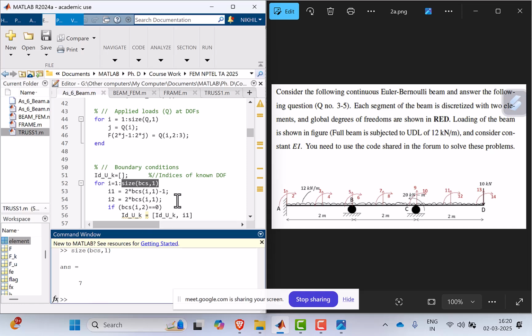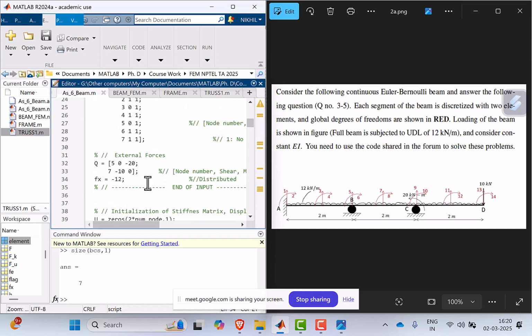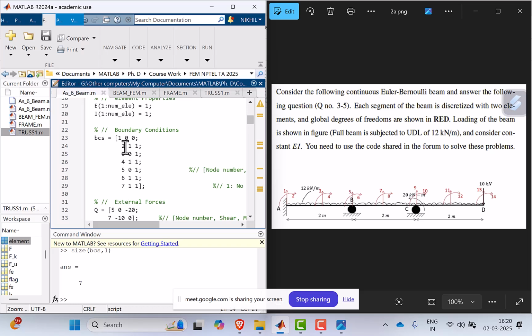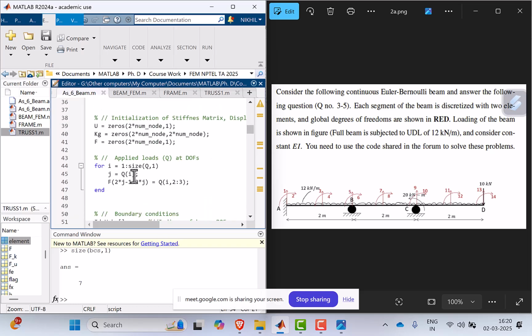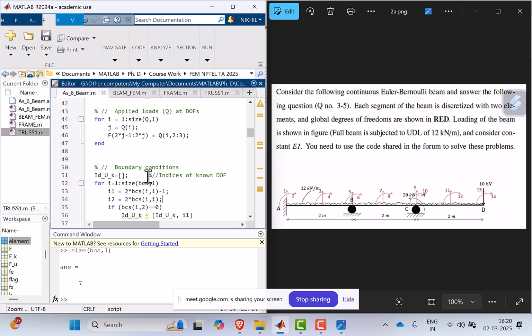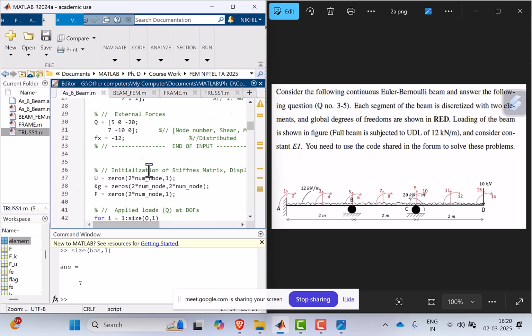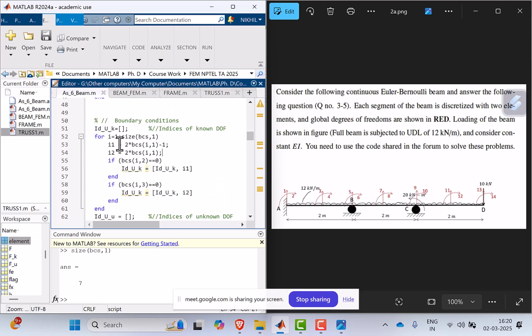So this is 7. So this loop will run 7 times, which is the 7 nodes we have given here. Then for the first one, it will store the values of 0 0 in the first loop for I1 and I2, and it will check if this is 0, then it will go up to the if in this loop, otherwise it will go into this.